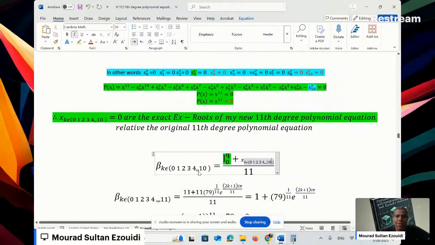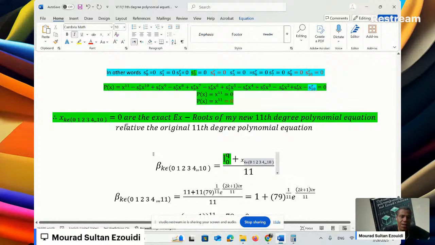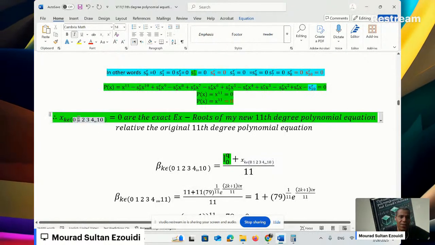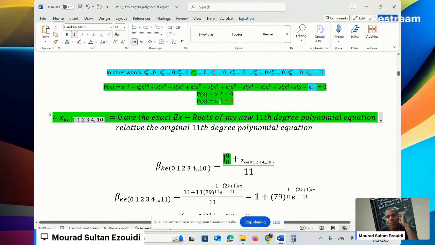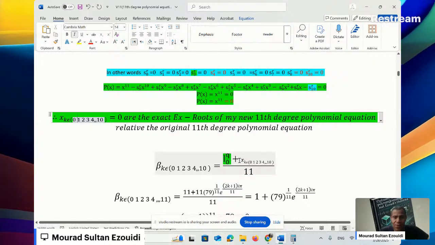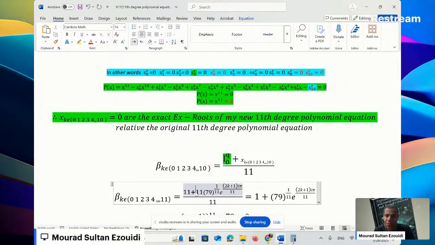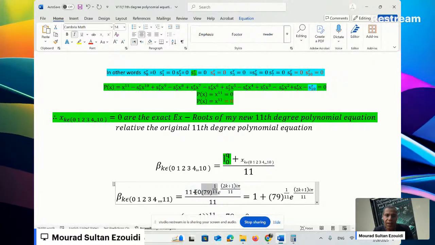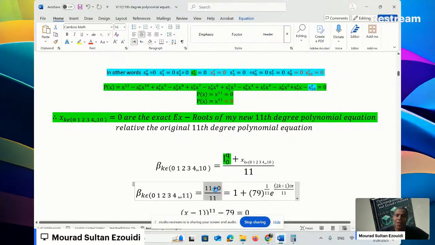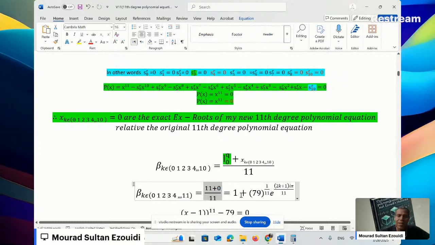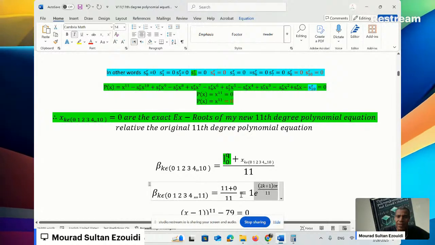Therefore, we told that the x roots are going to be equal to 0. This is the x roots: x_k from 0 to 10 is equal to 0, simply because x to the power 11 equals 0. Now, my kids, I'm going to substitute the x_k from 0 to 10 with 0. So 11 over 11, plus 0, is 11 divided by 11, which is going to be equal to 1. Means what, my kids?